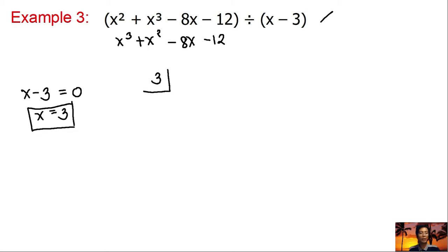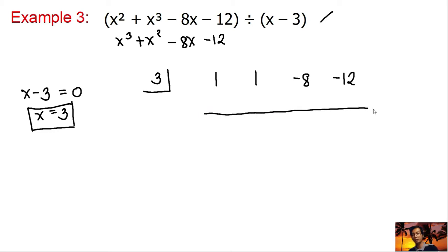Okay? Rewrite now the coefficients of the terms of our dividend. Notice dito lang nakalagay, so understood that the coefficient here is 1. Dito rin po ay 1. So magiging 1 for x cubed, for x squared, another 1. Then for negative 8x, you have negative 8. Then you have negative 12. And then perform synthetic division.